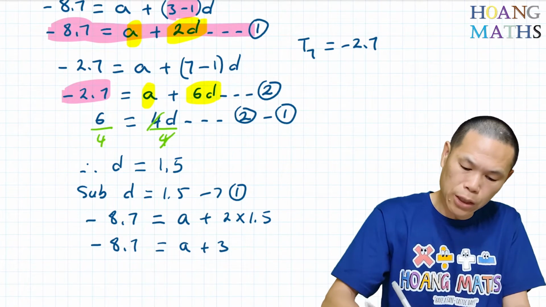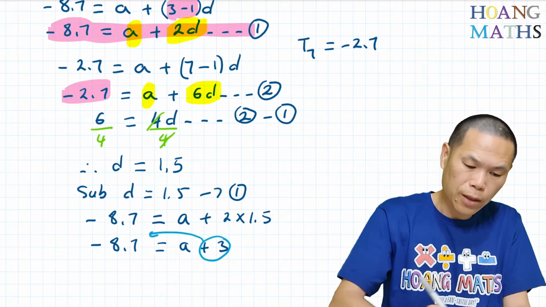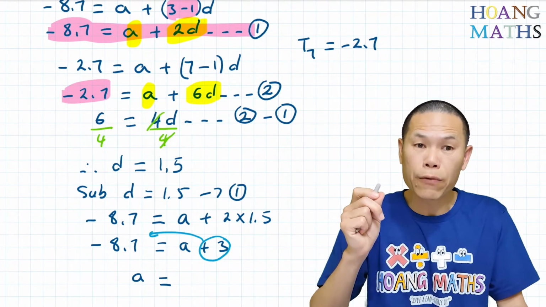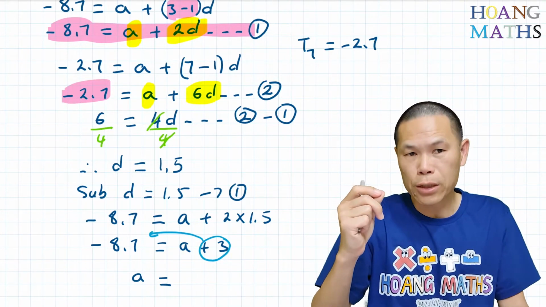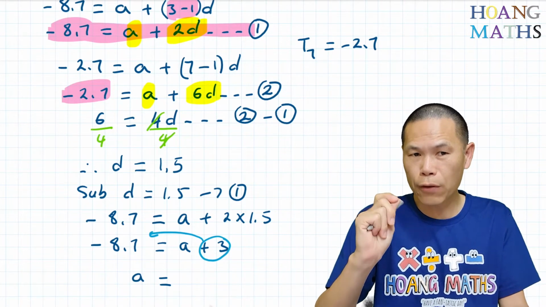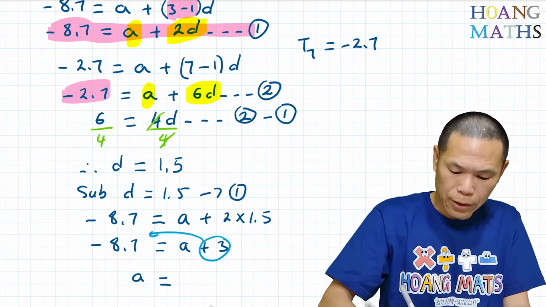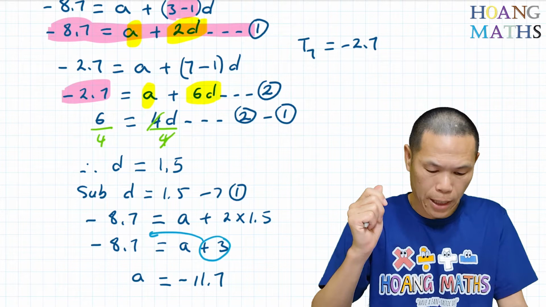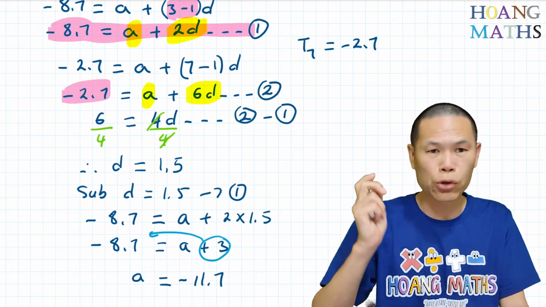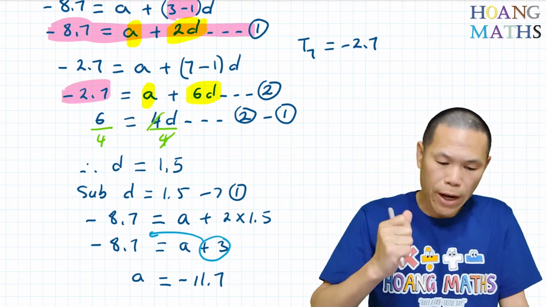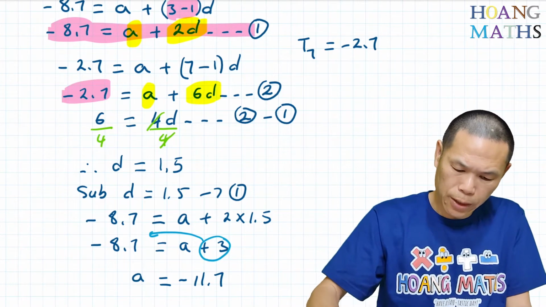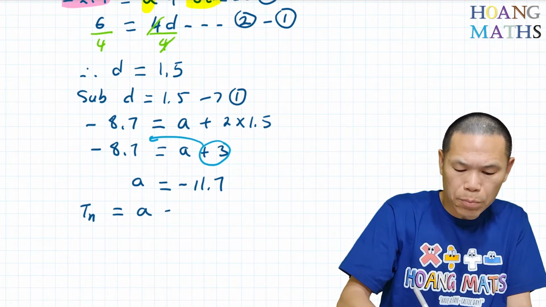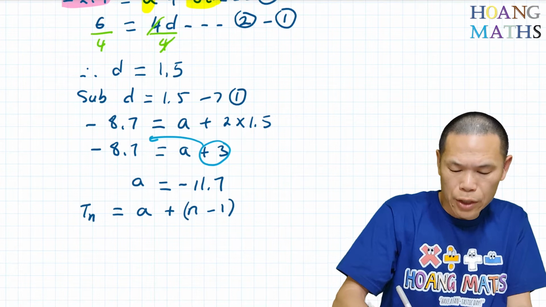So what I do now is I just move this 3 to this side. So now we have A is equal to negative 8.7 minus 3. So 8 plus 3 is 11. So negative 11.7. Otherwise, you can just put down on a calculator negative 8.7 minus 3 and you should get the same answer. So now we just write out the rule. So the general rule is T of n equals A plus n minus 1 times d.